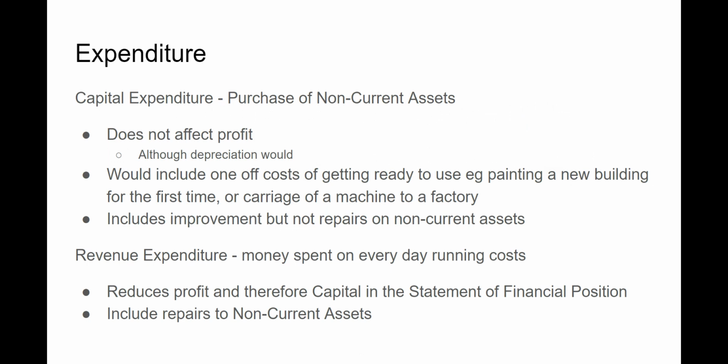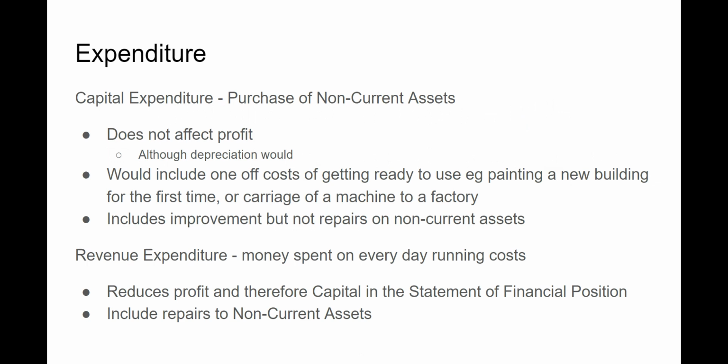Additionally, improvements but not repairs of non-current assets are capital expenditure. So if I bought an office and then I decided to add air conditioning, that is clearly improving the offices, and therefore I would include that cost as part of the value of the building that I have purchased.